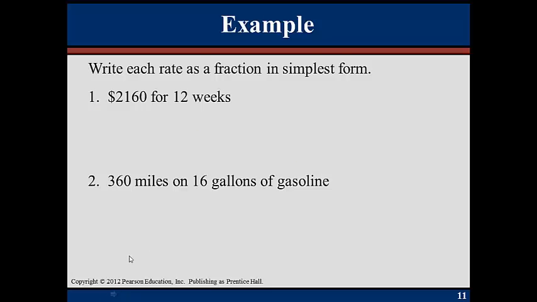Here are some more examples. It says write each rate as a fraction in simplest form. Number 1 says $2,160 for 12 weeks. So the first number they give us is $2,160. And the second number they give us is 12 weeks.